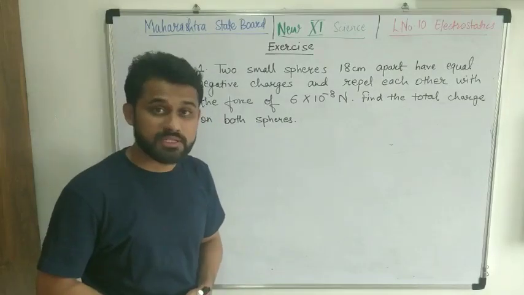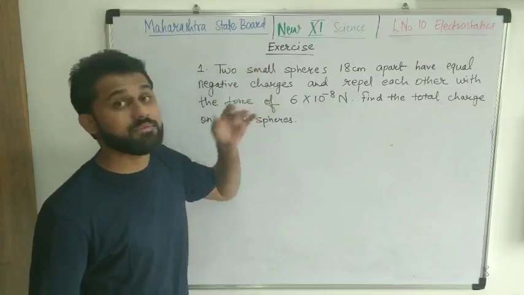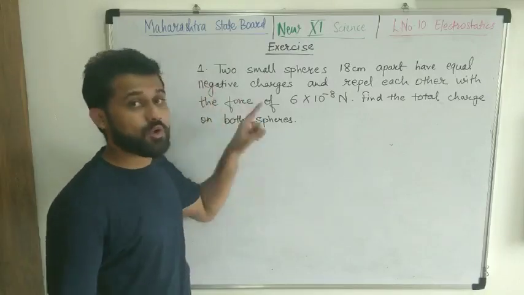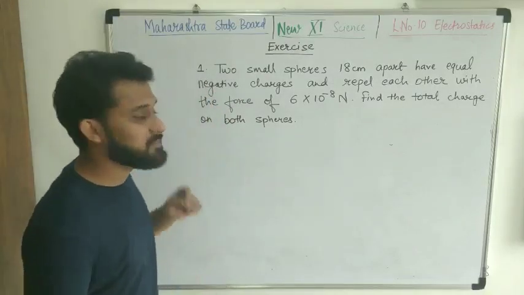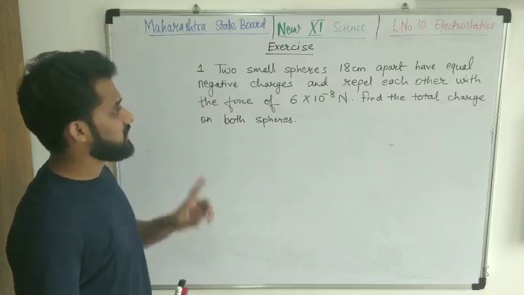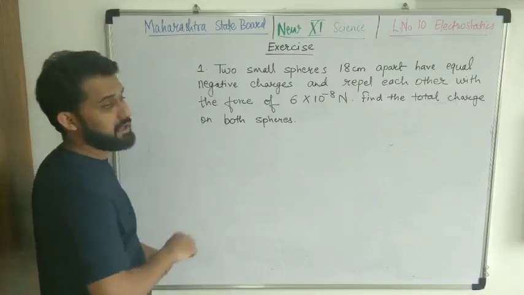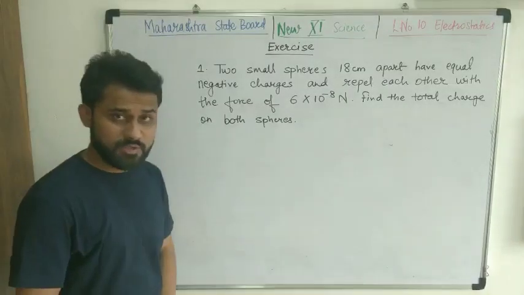In the electrostatics exercise, the first part is multiple choice questions, and after that there are subjective questions, and after subjective there are some numericals, and today we are going to discuss all those numericals throughout. So let us begin with the first numerical. The first question is written on the board. Just have a look at the question.